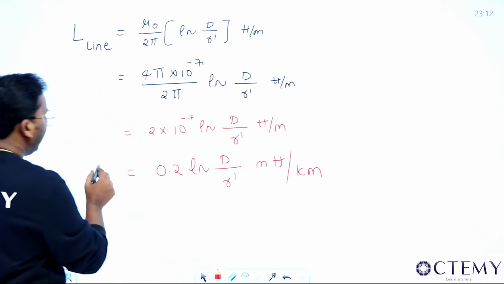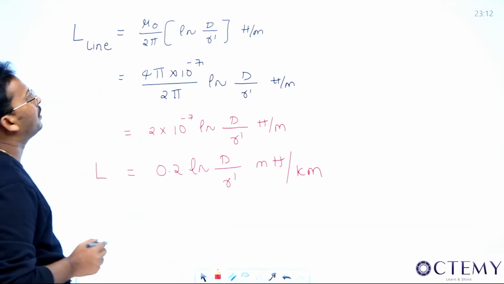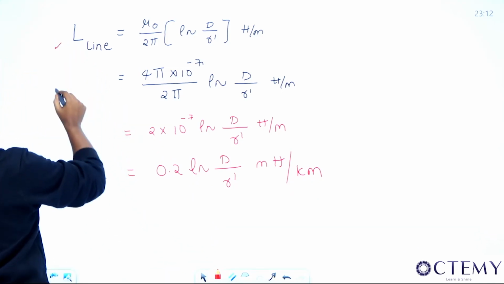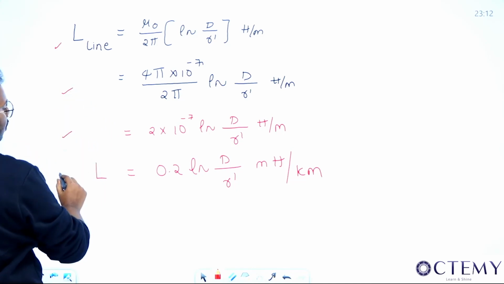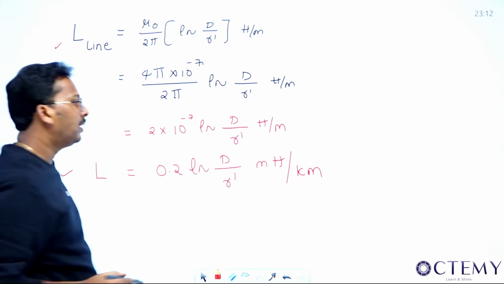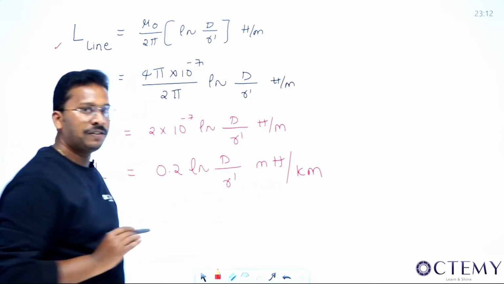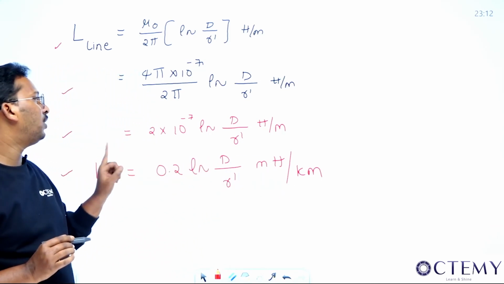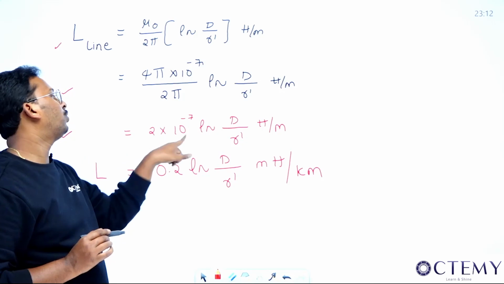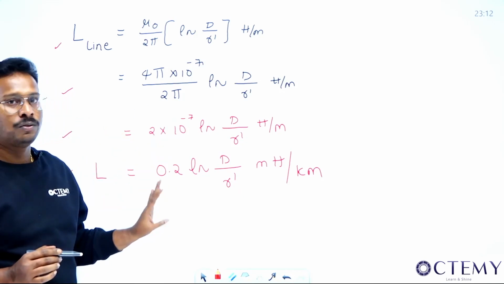This is the inductance of the line. All of this you can remember, sir. Either you can remember this or this or this or this. All are constituting same. Make sure what are the units. If it's in millihenry per kilometer, use 0.2. If it is henry per meter, use 2 into 10 power of minus 7. This is what you'll have to find out.